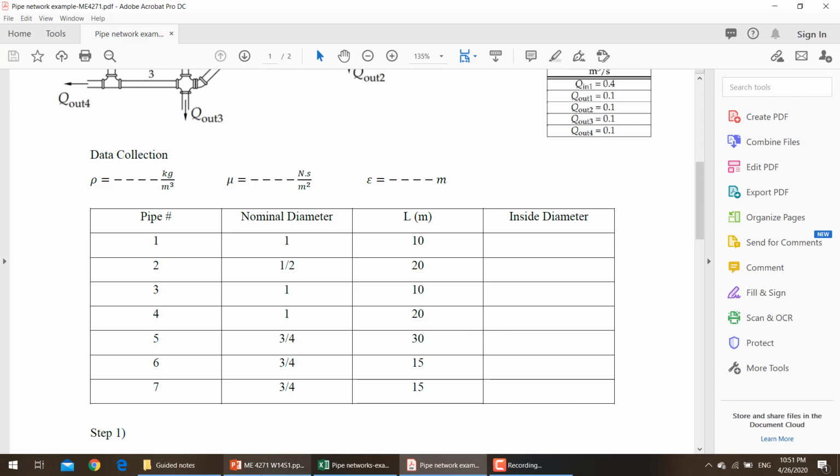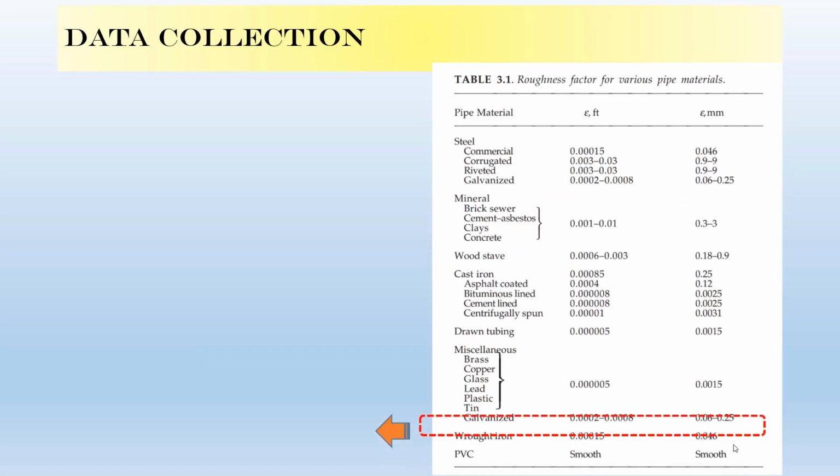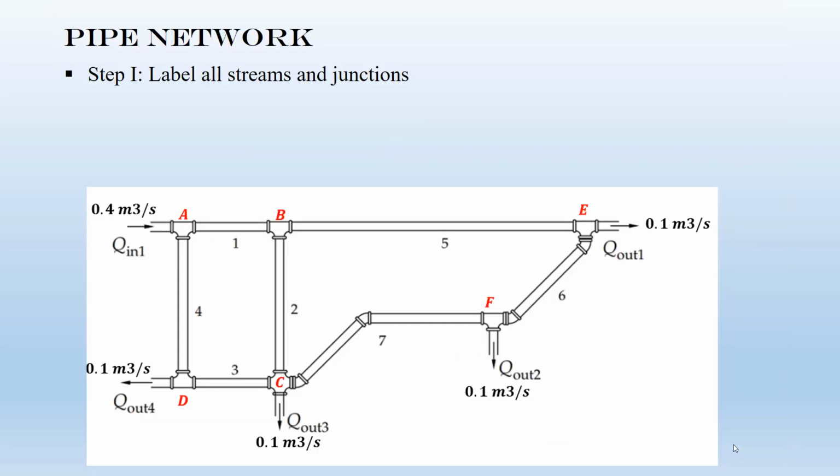Now, what is the first step to solve this problem? You need to label all strings and junctions. All pipes have already been labeled, so we have numbers for the pipes. What you need to do is just label the junctions. I just use these letters to label the junctions. You can use any other numbers or letters to label the junctions.